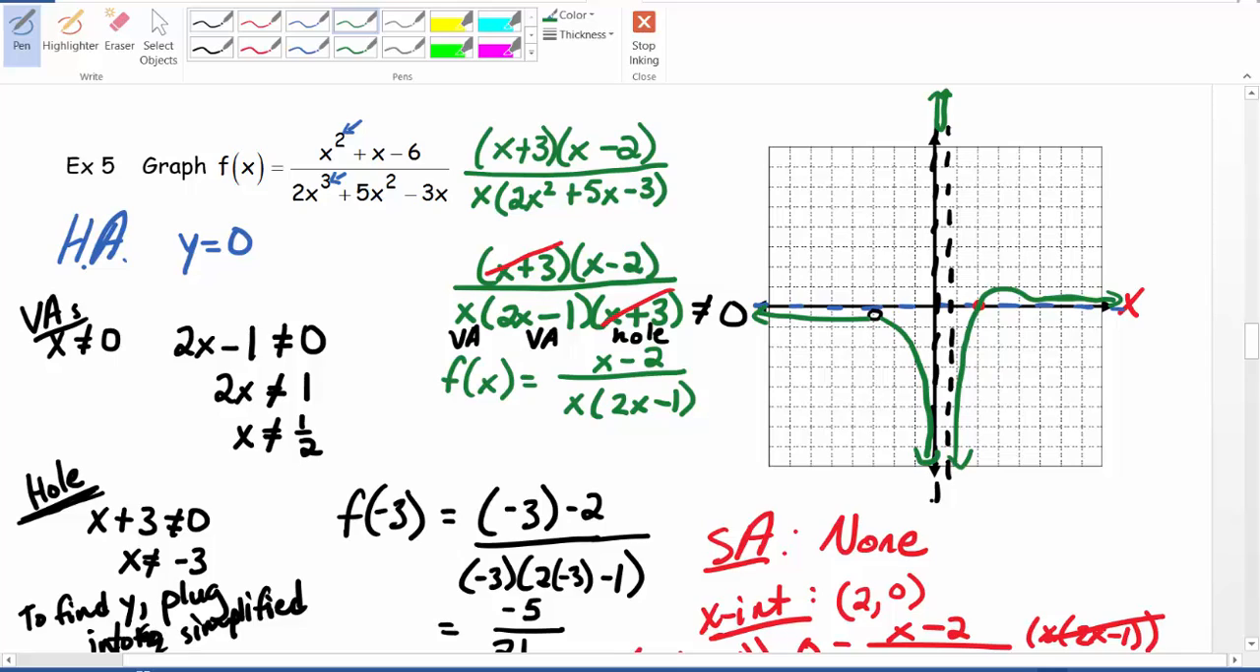Again, though, that is example 5 from our 3.8 number 2 set of notes.